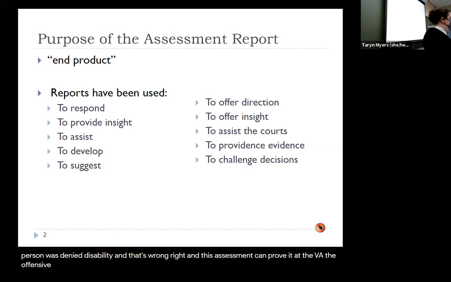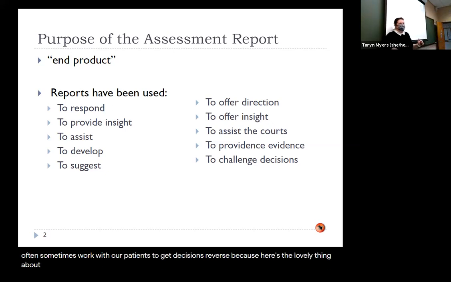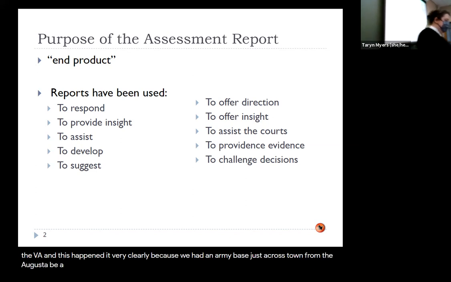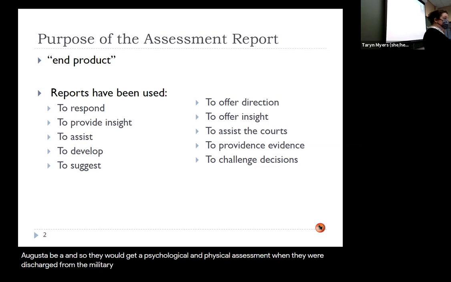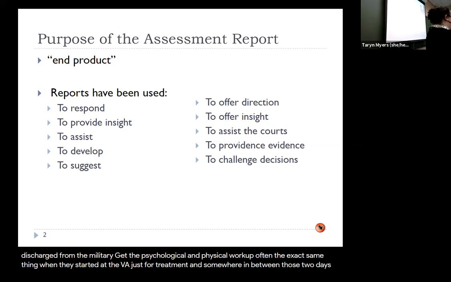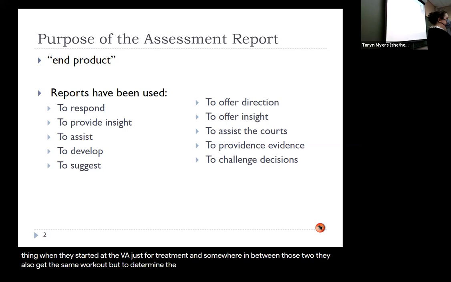At the VA, we sometimes work with our patients to get decisions reversed. Here's the lovely thing at the VA, and this happened very clearly because we had an Army base just across town from the Augusta VA. They would get a psychological and a physical assessment when they were discharged from the military. They would get a psychological and physical workup, often the exact same thing, when they started at the VA, just for treatment. And somewhere in between those two, they'd also get the same workup, but to determine their service connection, which is the fancy VA way of saying disability.